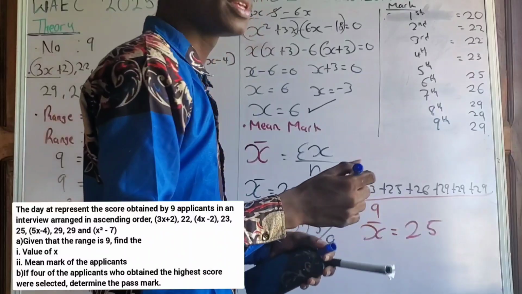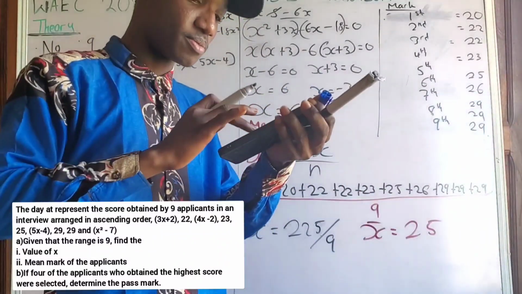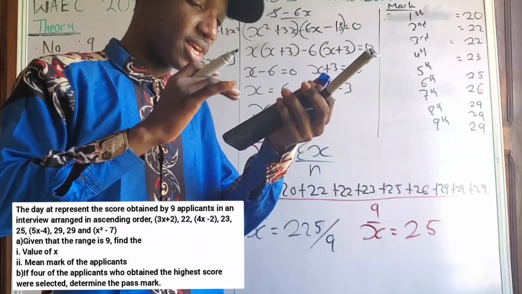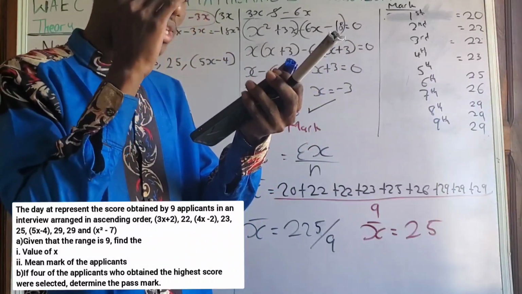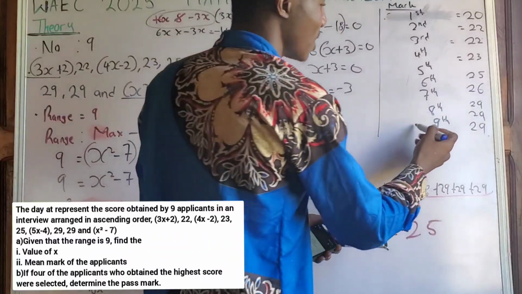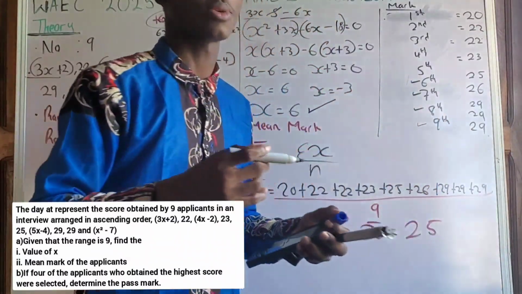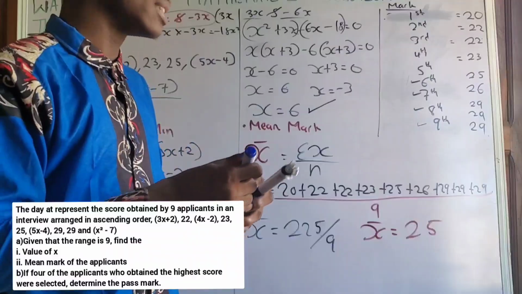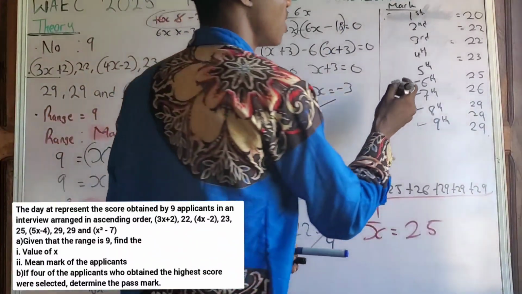Now if the first 4 applicants, let me read the question again. If 4 of the applicants who obtained the highest score were selected, you know this one is it, because of the maximum, this one, and this one. These are the 4 that we're going to select. What is the pass mark? The pass mark will be 26.